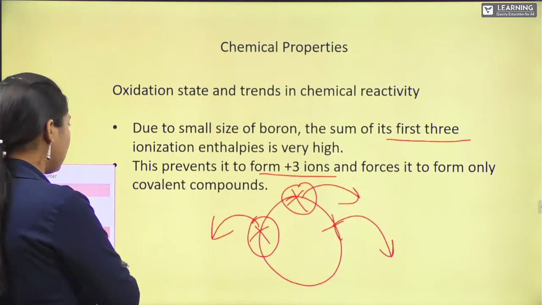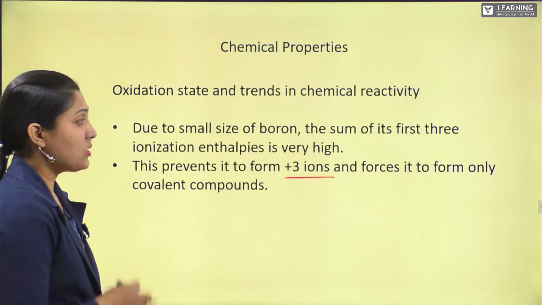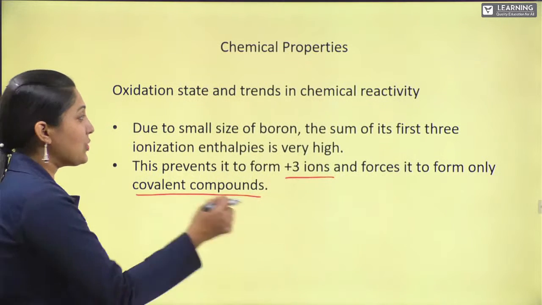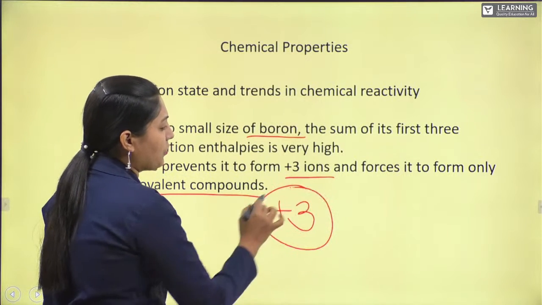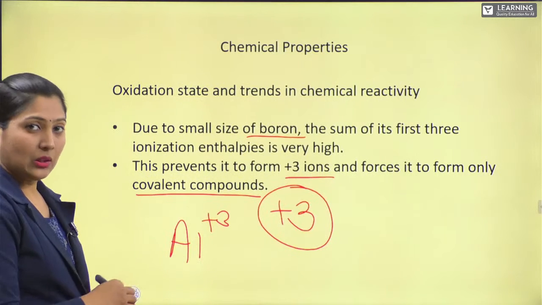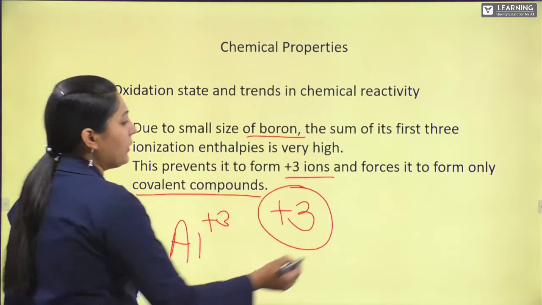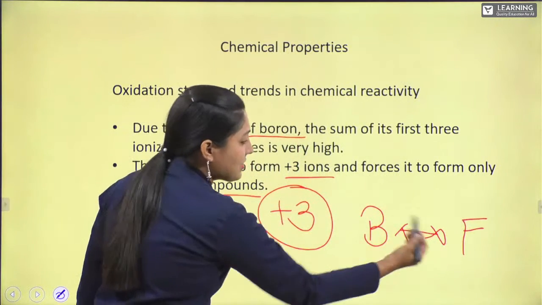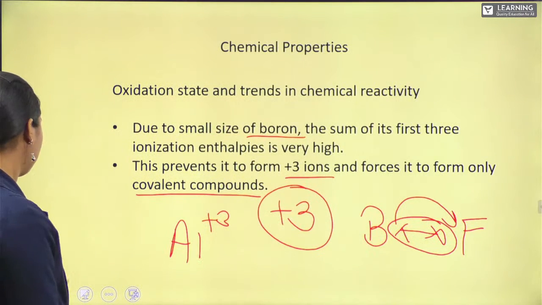And since it is very high, it cannot easily form +3 ions and is forced to form only covalent compounds. That means generally boron will not have the ionic form and will not easily form the +3 state as we can with aluminium. Instead, it forms a covalent compound. What do you mean by covalent compound? That means boron will share the electron with another element. For example, fluorine, if I take, it shares the electron instead of donating the electron. Got it? Good.